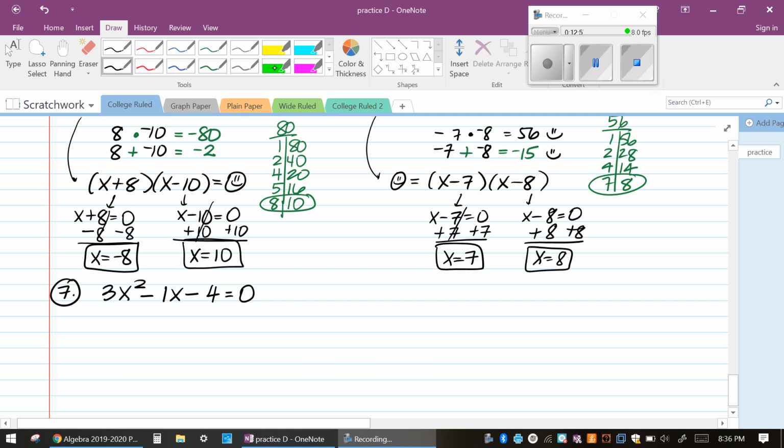But because it is a trinomial, I need to multiply the first and the last number. So 3 times negative 4 is negative 12. And I have to find two numbers that multiply to negative 12 but add to negative 1. Take a minute, make a list of all the factors of 12, and find two that will add to negative 1. Pause the video if you haven't found these yet.